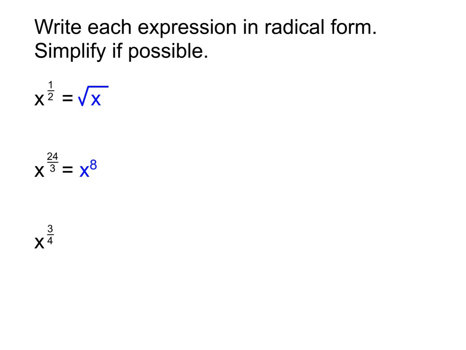And then for the last one, we have x to the 3/4. We know that since there's a fraction, that we're going to have a radical. So in our radical, which number goes here? Yep, it's the 4. It's always the bottom number that determines which root it is. And so then the 3 becomes an exponent on the inside. So then that's going to be the 4th root of x cubed.